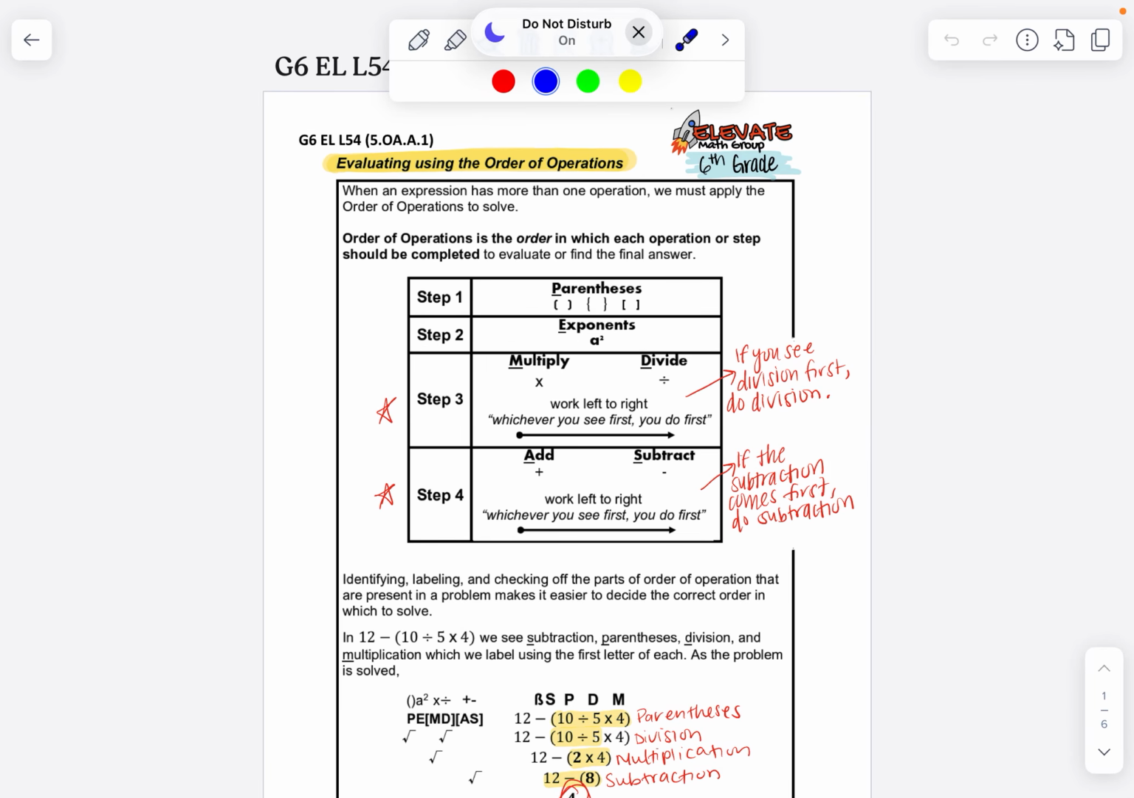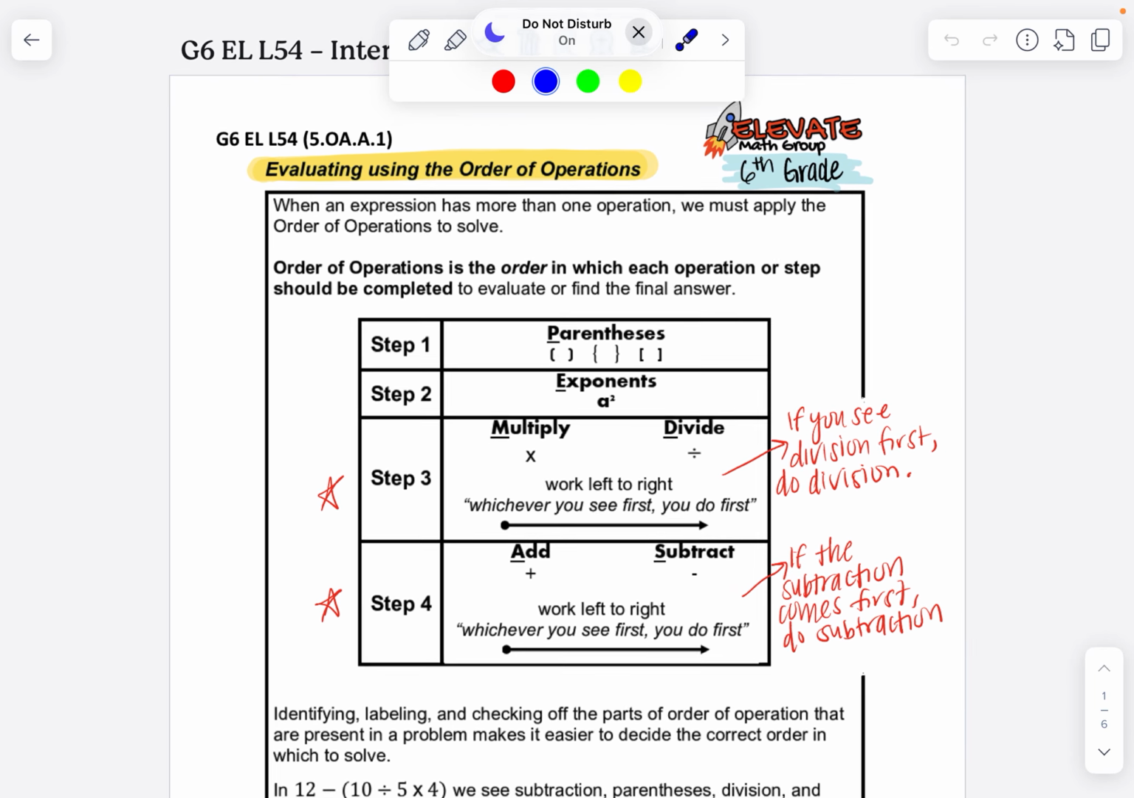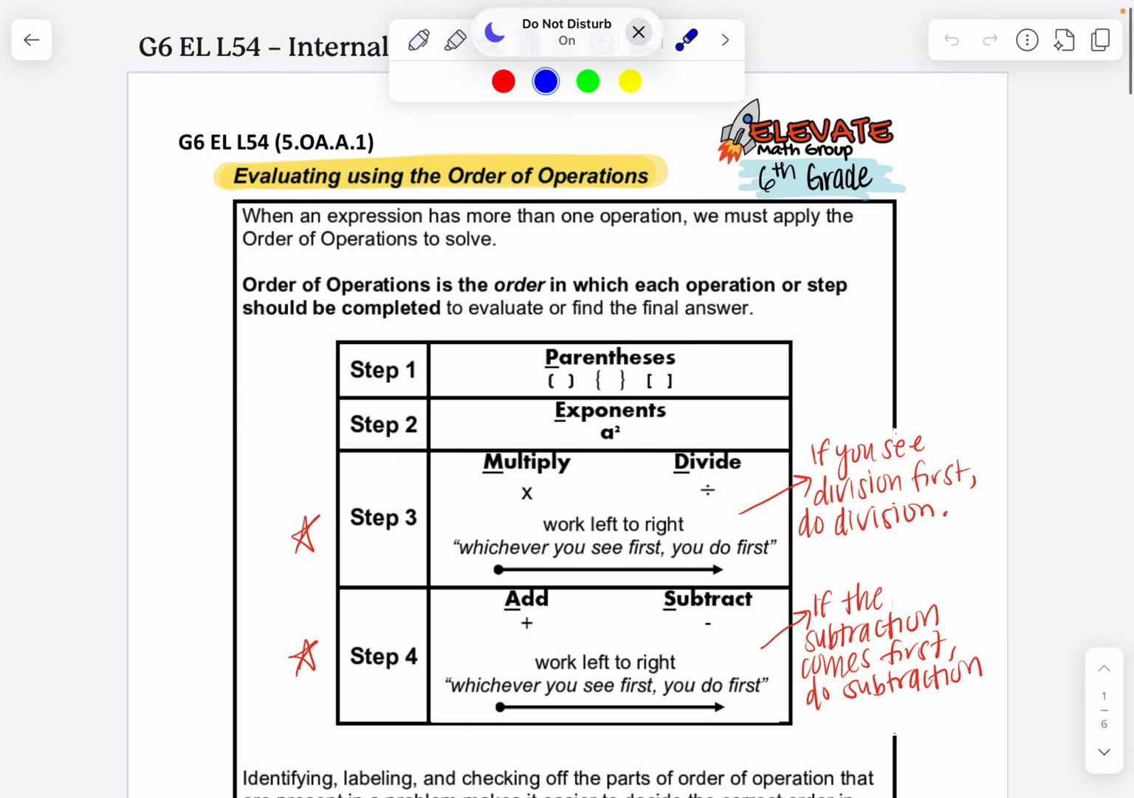Hi everyone, this is 6th grade Elevate. For the next 2 days, we will be working on evaluating using the order of operations.